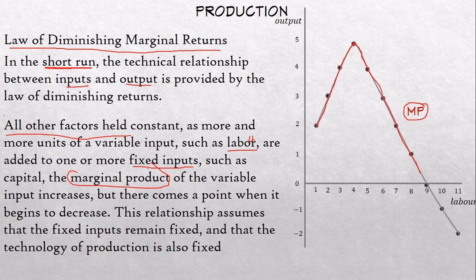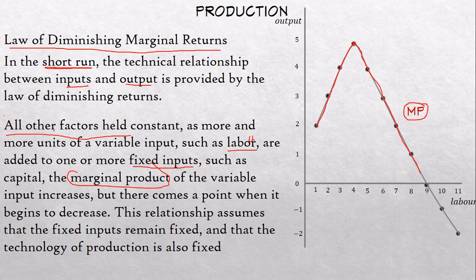Okay, so the marginal product of the variable input increases. So the marginal product will increase, but then there will come a point when it begins to decrease, right? So it will increase to a point, we'll get to this point, and then it will start to decrease. So that is what the law states.